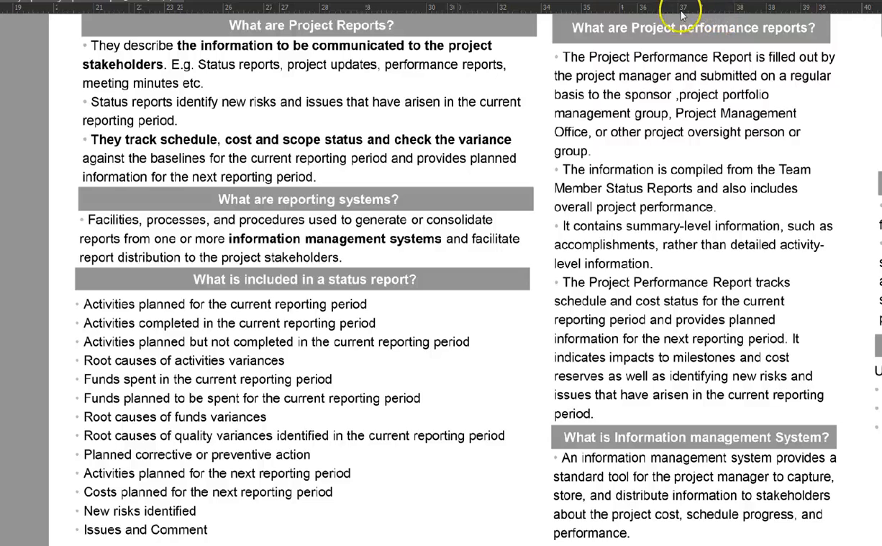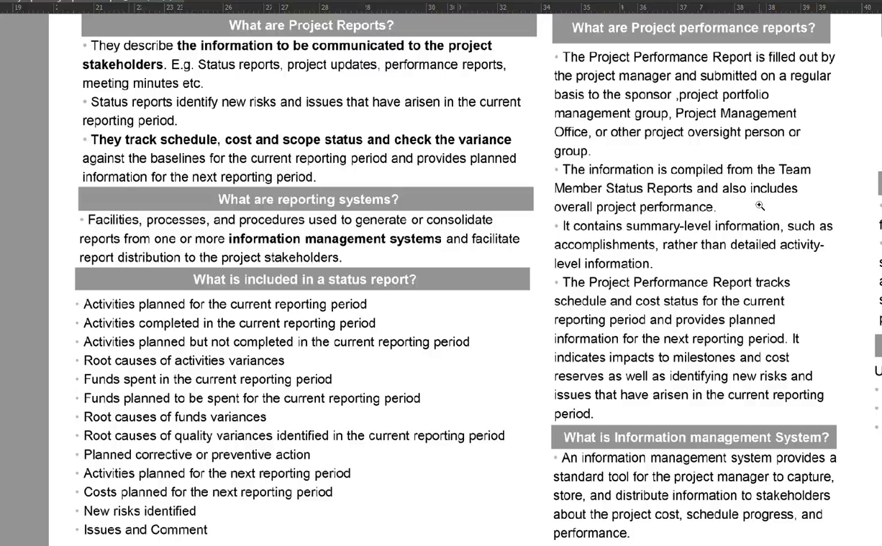Now, this is the project performance report, as in how's our performance with the project? Are we going fast? Are we going slow? Are we going to finish the project on time? Or how is our speed? Are we finishing all the activities and all the tasks? So all that would be included in the performance report. How good are we performing? So the information is compiled from the team member status reports and also include overall project performance. So the project performance could include the earned value calculation, could include all the forecasting.